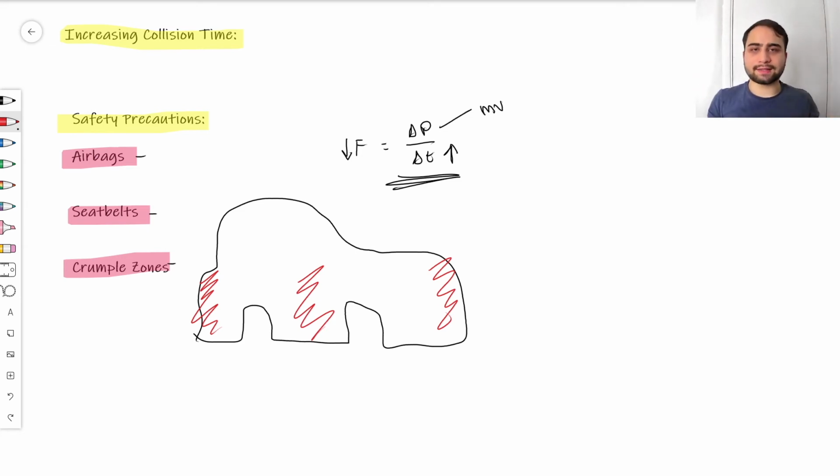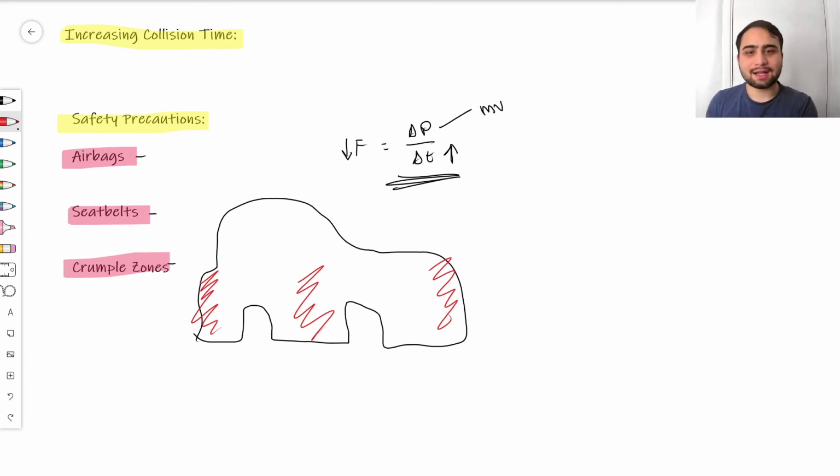Now, why is that? Well, we could make these zones extremely hard, right? So that would mean that they wouldn't really break when two cars collide with each other. In fact, they might actually just bounce off each other. But what would that mean? That would mean that our collision time is extremely small, because they would just hit and bounce off, like snooker balls, right? You hit one and they just instantly hit off each other. But that would mean that an extreme force would be felt by the occupants of the cars.